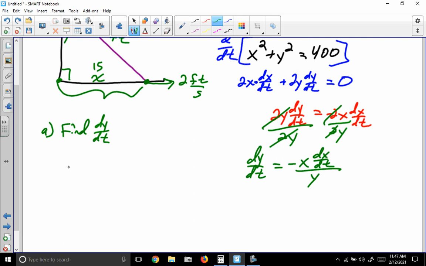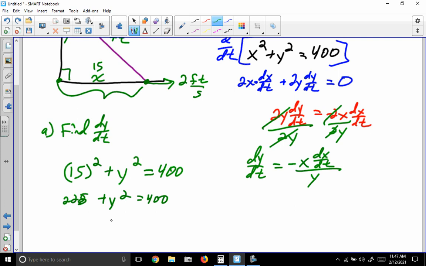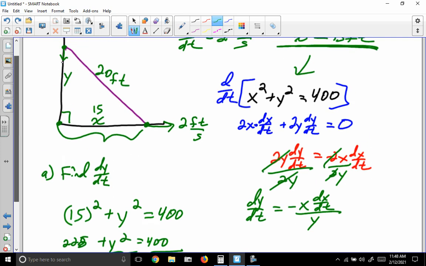So we need to get y. So x squared, we're looking when x is 15. So 15 squared plus y squared is 400. So 15 squared is 225. If we subtract that from both sides, we get 175. Take the square root, and we get that y is the square root of 175. That's not dy dt, that's just y. Technically, the answer to that equation is plus and minus, but for our application, y is only going to be a positive value. It's not going to be a negative value.